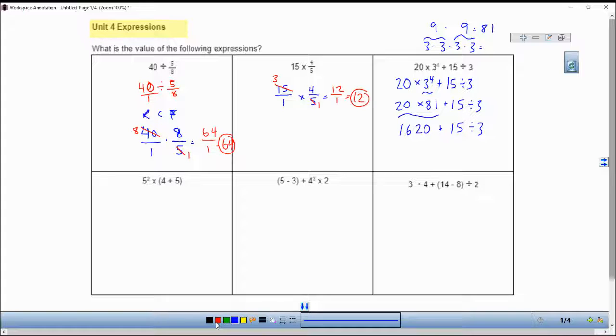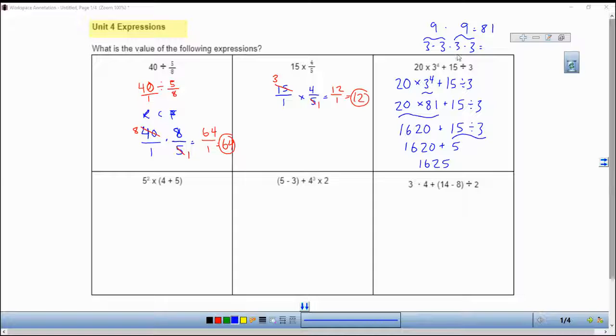Parentheses, no. Powers and roots, no. Multiplication and division. We see division here. It's the only thing left besides the addition. So we have 1620 plus 15 divided by 3 is 5. 1620 plus 5 is 1625.